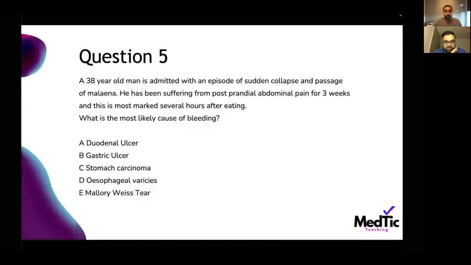A 38-year-old man is admitted with an episode of sudden collapse and a passage of melena. He's been suffering from postprandial abdominal pain for 3 weeks, and this is most marked several hours after eating. So what's the most likely cause of his bleeding? Is it duodenal ulcer, gastric ulcer, stomach cancer, varices, or a Mallory-Weiss tear?